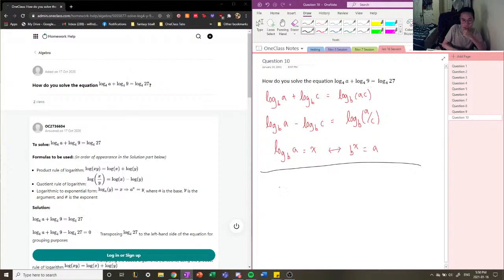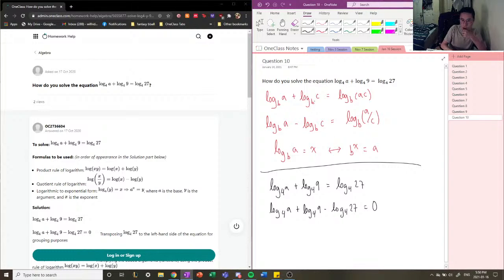So the first thing we're going to do in our expression is move all our terms to the left-hand side. That'll make it easy for us to solve for a. If we do that, we get log base 4 of a plus log base 4 of 9 minus log base 4 of 27. At this point, you can calculate log base 4 of 9 and 27 and then isolate for a, but that's kind of trivial.